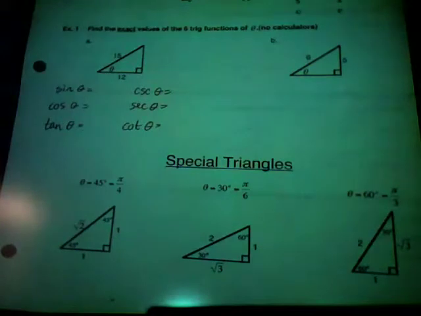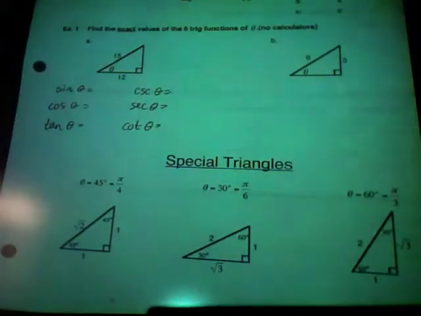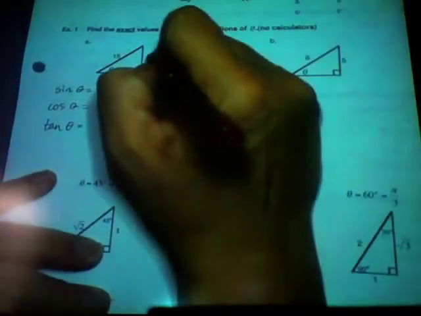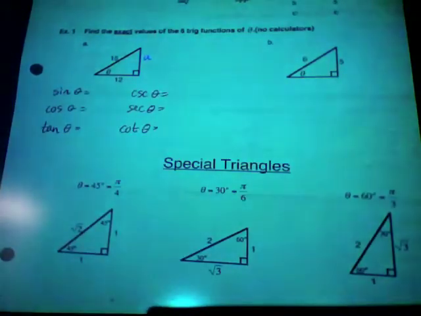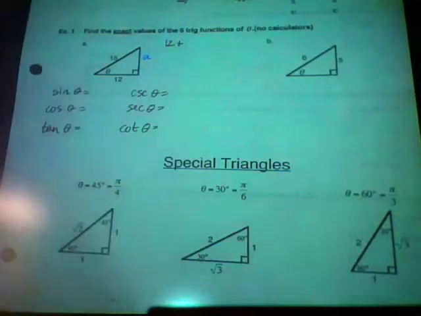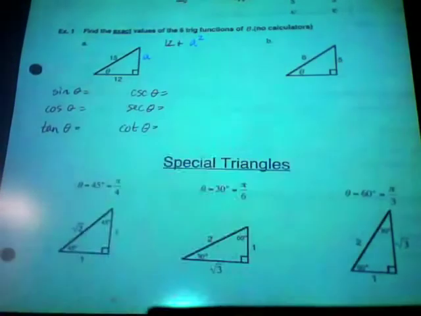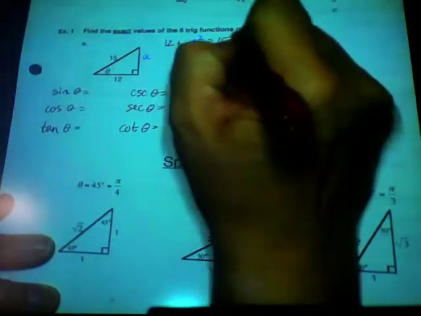So what's the sine? Well, first of all, is there an issue here? Well, you can't find sine yet, can you? No calculators right now. What's wrong? You're missing a side. How are you going to find that missing side? Very good. So I'm going to let this be A. You could let it be B, right? What can't you let it be? C. So 12 squared plus A squared equals your hypotenuse 15 squared.